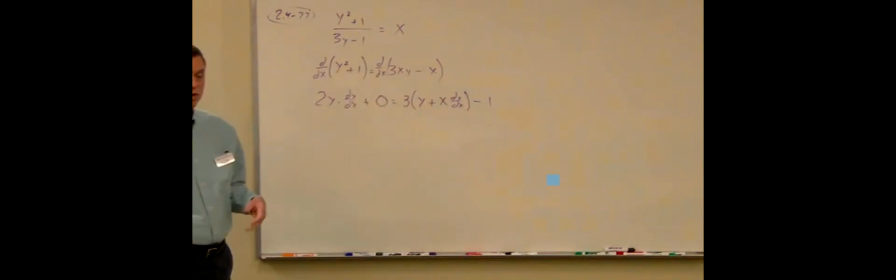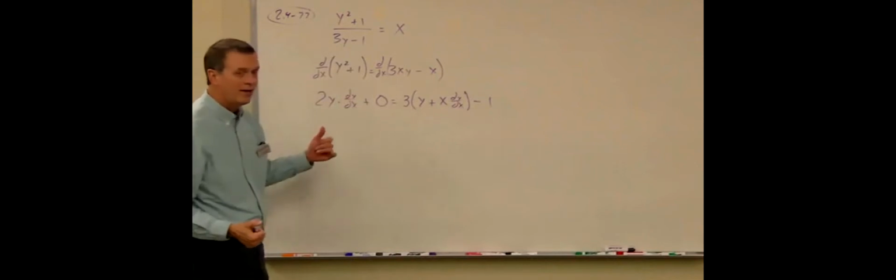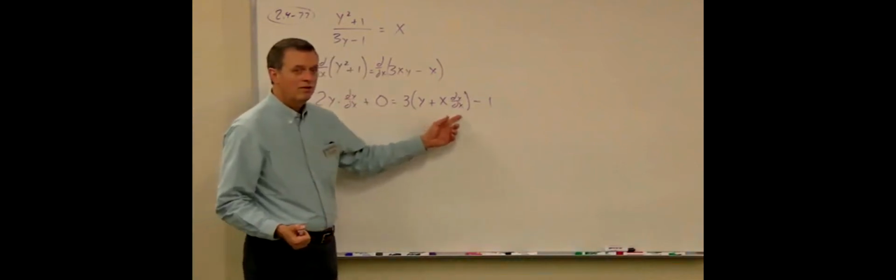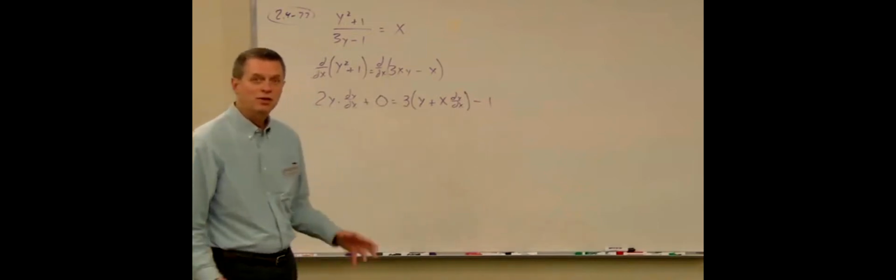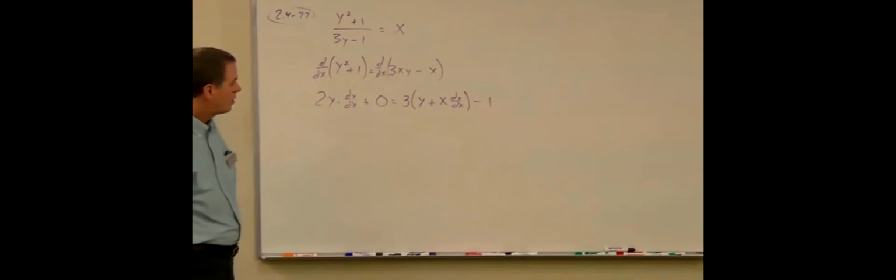This stage is essentially done. In terms of calculus, it is done. But the answer isn't quite done because the answer is to find dy by dx. So now you've got to do algebra. We've done all the calculus. Now it's algebra to get dy by dx on one side, everything else on the other side. So how do we proceed?